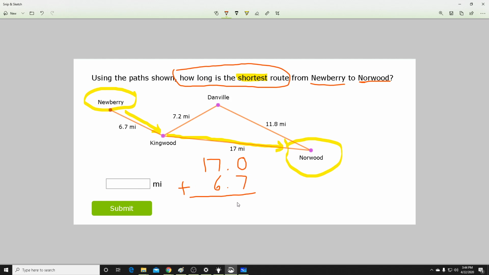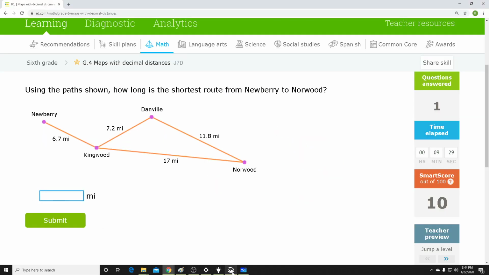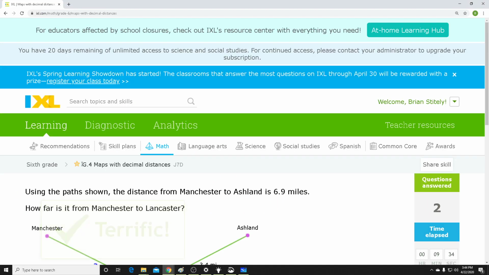So we do 0 plus 7, 7. Bring down the decimal. 7 plus 6 is 13. So I'm going to write in a 3. Carry over the 1. 1 plus 1 is 2. And what do you know? That's what I said. 23.7 miles. Remember, mi means miles. So let's type that in, just so you know I'm not lying to you guys. There we go.